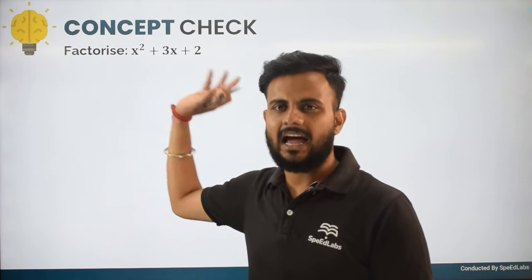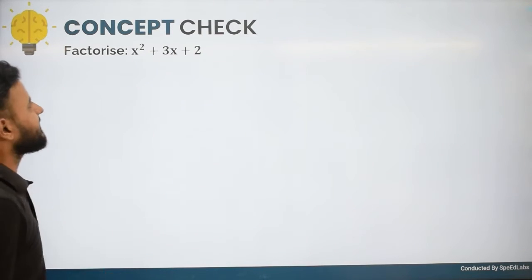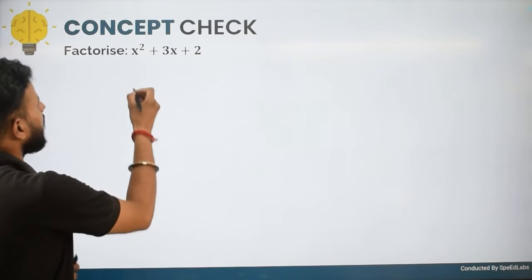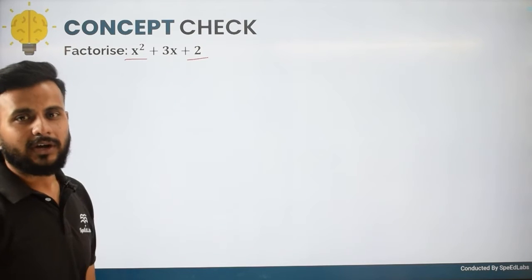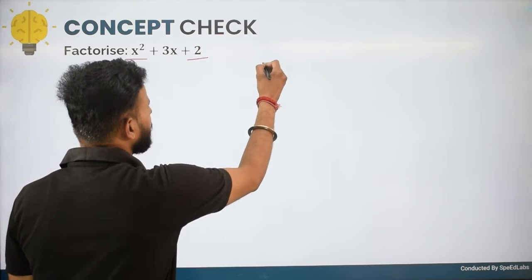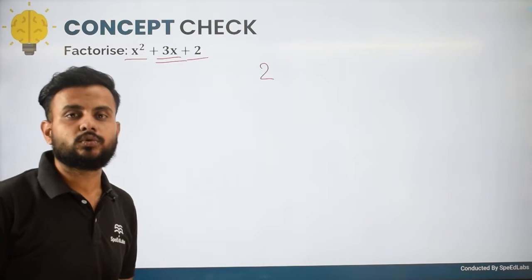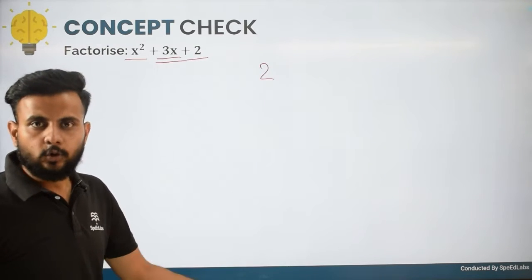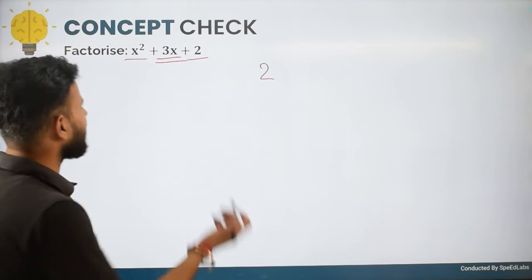So for example, let's say we have one example. We have to factorize x square plus 3x plus 2. First of all, we will find the numbers whose product equals a times c. Here a is equal to 1, c is equal to 2. It means we have to find numbers whose product is equal to 2, and the sum of these two numbers must be equal to 3. So the numbers will be 2 and 1: 2 times 1 is 2, and 2 plus 1 is equal to 3 as well. So we got the numbers.